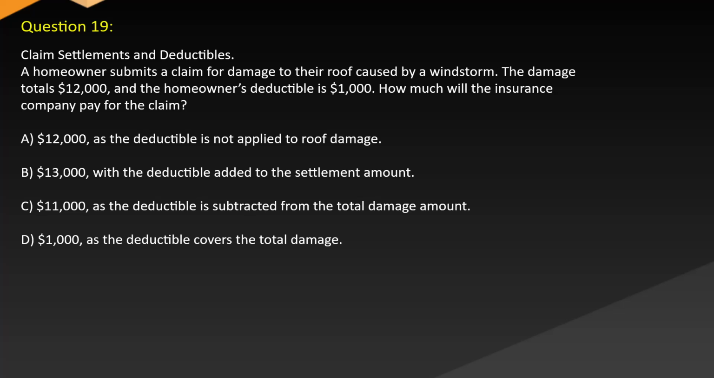Question 19. Claim settlements and deductibles. A homeowner submits a claim for damage to their roof caused by a windstorm. The damage totals $12,000 and the homeowner's deductible is $1,000. How much will the insurance company pay for the claim? A. $12,000 as the deductible is not applied to roof damage. B. $13,000 with the deductible added to the settlement amount. C. $11,000 as the deductible is subtracted from the total damage amount. D. $1,000 as the deductible covers the total damage.